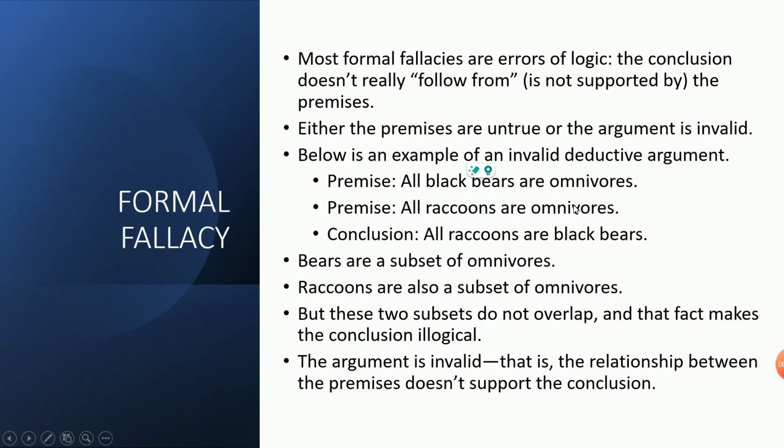So they have given the explanation here. Bears are a subset of omnivorous. Raccoons are also a subset of omnivorous. But these two subsets do not overlap, and that fact makes the conclusion illogical. So the argument itself is invalid here. That is, the relationship between the premises doesn't support the conclusion. So this is a formal fallacy.